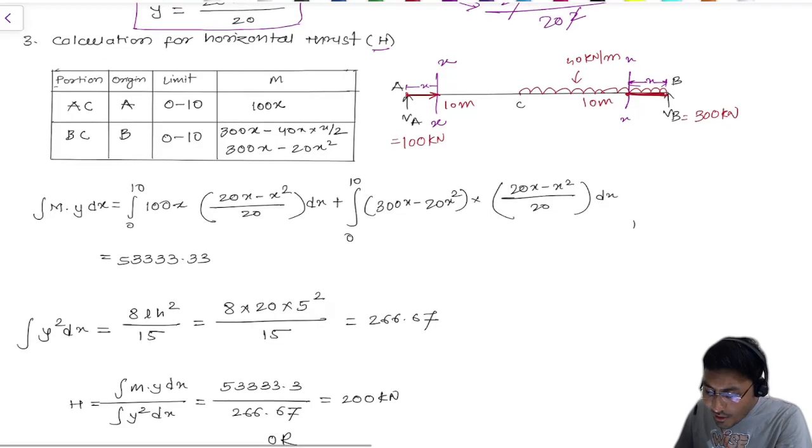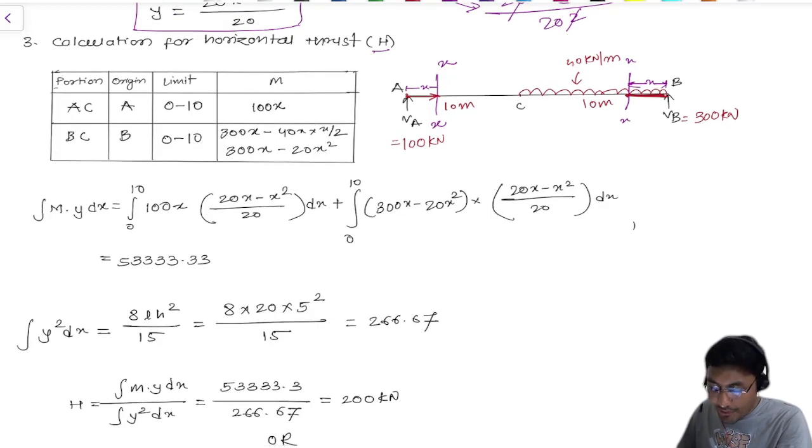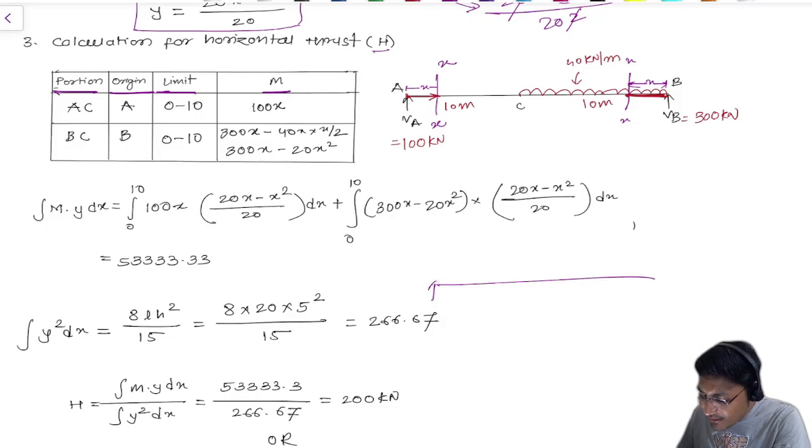For that you need to prepare a table which mentions the portions, origin, limit and the moment equation. What we have done here is identify the sections in our beam, like in the strain energy method. See guys, I'll give you a very simple example. This is one beam, and this is another point. This is point A, this is B and this is point C. So there is one section which is AC, another section is CB.